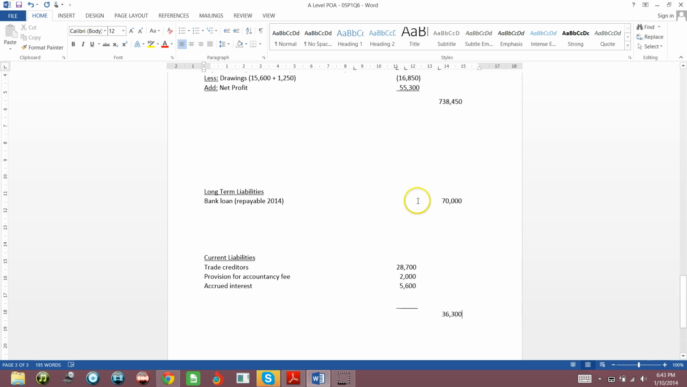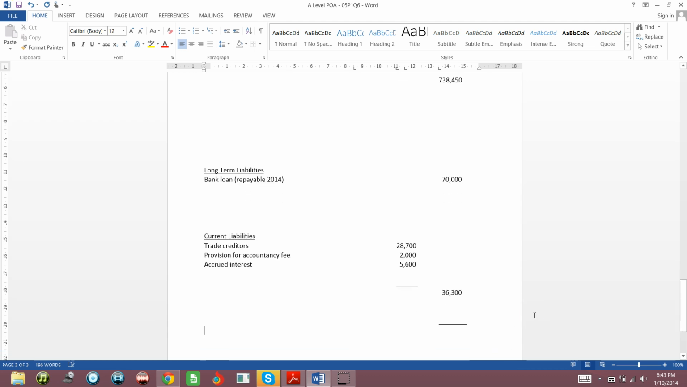So I will take my owner's equity, add my long-term liability, add my current liability. So I put a line, and then I put a total of all this. Plus 738,450. Then you get 844,750.